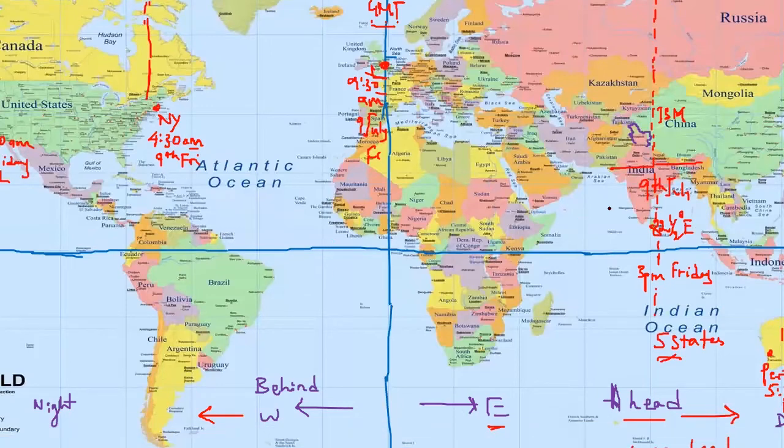So please remember, this is a very important topic. If I go from 0 degree to 180, there will be a 12-hour difference. If it is 9:30 AM in London, then at 180 it will be 9:30 PM. 12-hour difference. Always remember that.